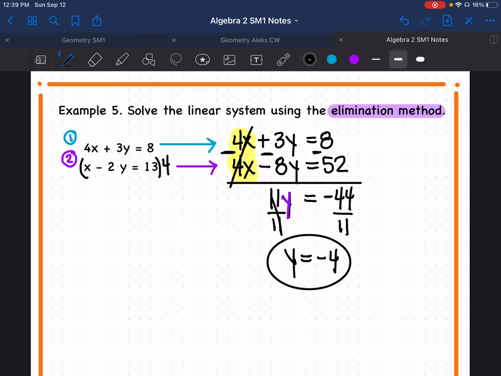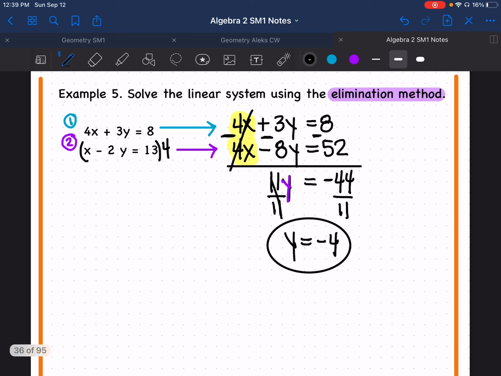There's my first answer. Now let's go back and plug it in. When you go back to plug it in, you have some options. You can plug it into equation 1. You can plug it into equation 2, just the part inside the parentheses, or you can plug it into this one over here, which is kind of like our new equation 2. Any of the equations will work. I think I'm going to go with equation number 1 simply because there's no negatives. So 4x plus 3, and we're going to open it up for y equals 8. This is where we're going to plug in our negative 4. Let's go ahead and solve.